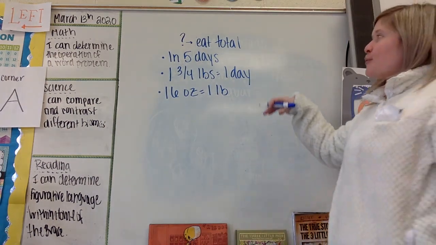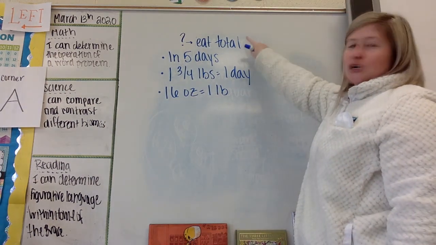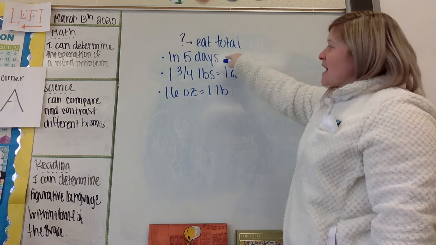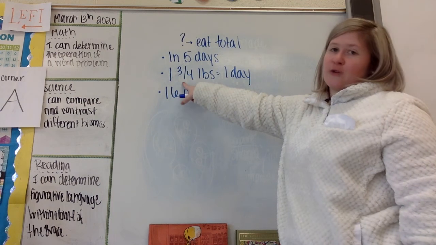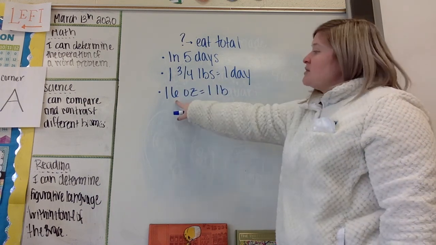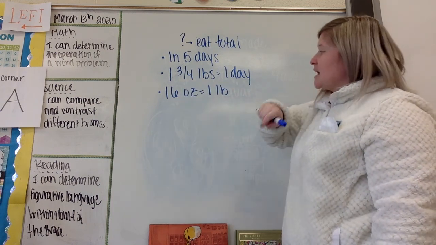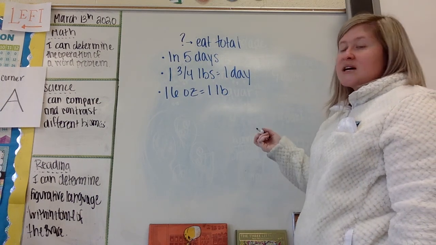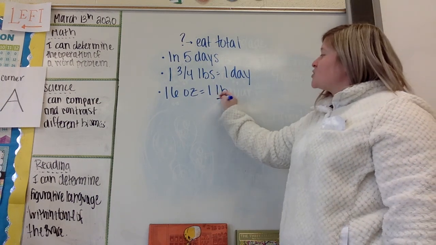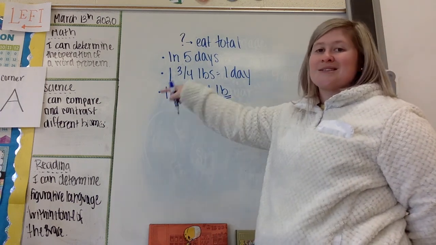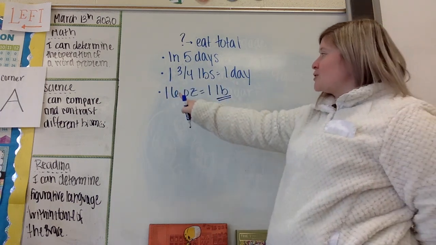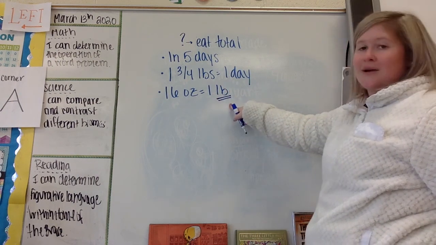So I've kind of set up the problem for you already. We want to know how much they're going to eat total if they have 5 days to do it. And in 1 day, they're eating 1 3/4 pounds of food. Then it gives you the hint that 16 ounces is equal to 1 pound. And if you're struggling to remember that, this 1 pound symbol, the LB, looks very similar to 16. So it kind of helps us remember 16 ounces is in 1 pound.